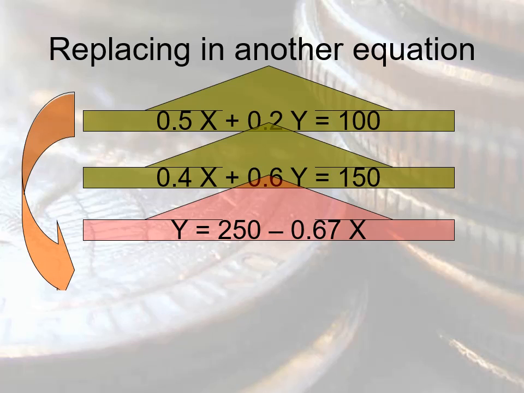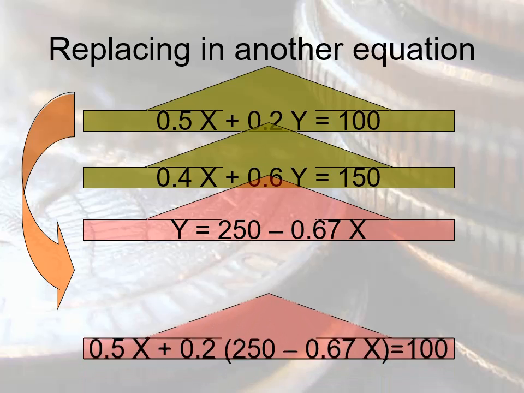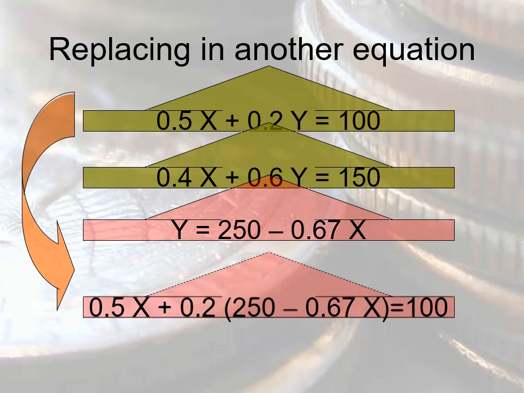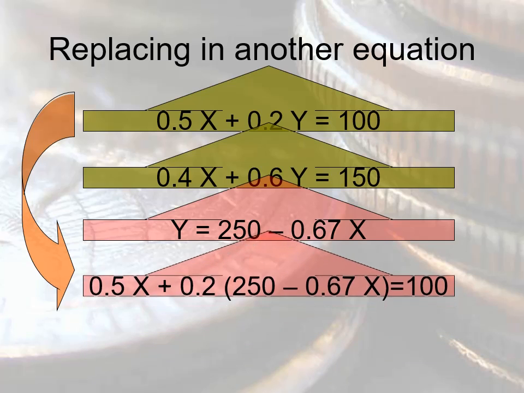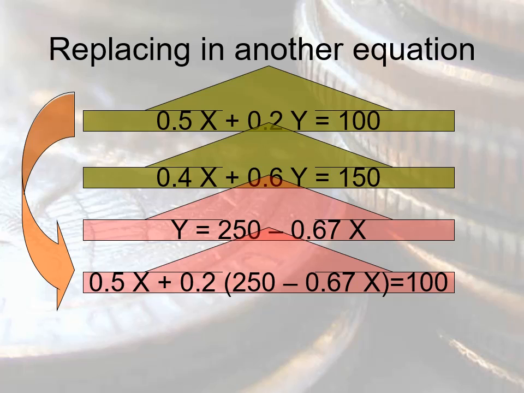Now we need to replace the value of y in the other equation. So 0.5x plus 0.2y equal to 100, and that will equal 0.5x plus 0.2 between two brackets, the value of y, 250 minus 0.67x, and that's equal to 100.